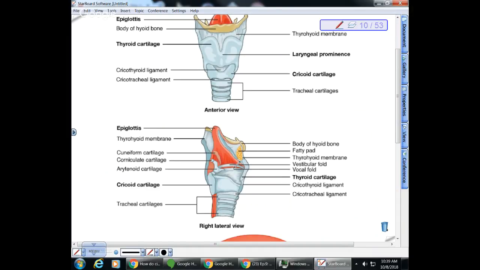And then the vocal folds or cords sit here. When we press air out through them, we can create sound waves. Are there any questions about that? Yeah.